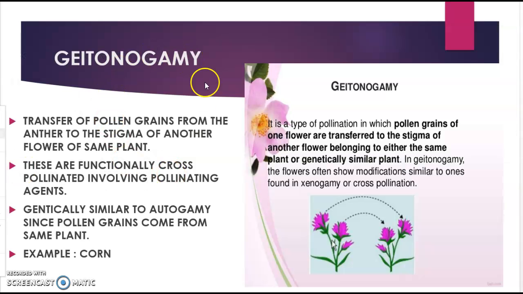Next comes geitonogamy. Geitonogamy is the transfer of pollen grains from the anther to the stigma of another flower of the same plant. It means there is one plant with two flowers, and the pollen grain of one flower falls on the stigma of the other flower. But how will it move? Through pollinating agents, which may be wind, water, insects and birds also. Genetically, this is similar to autogamy because the pollen grain is of the same plant, but the flower is different. Example is corn.